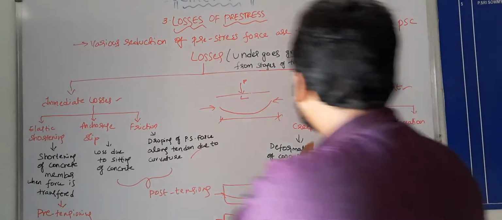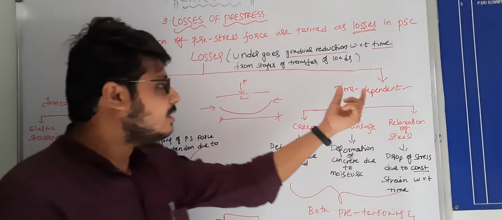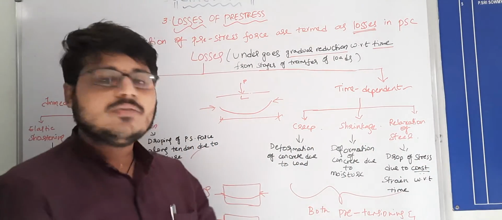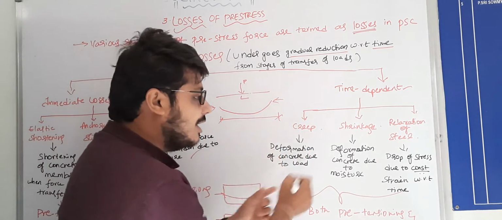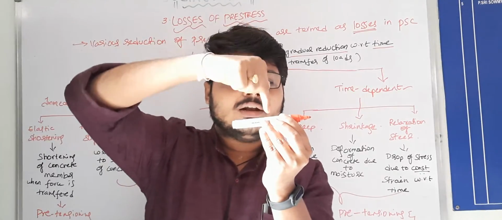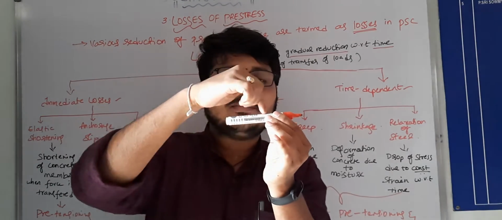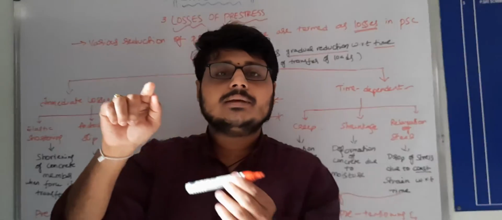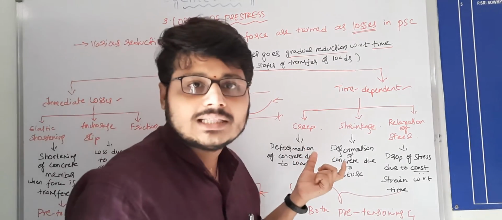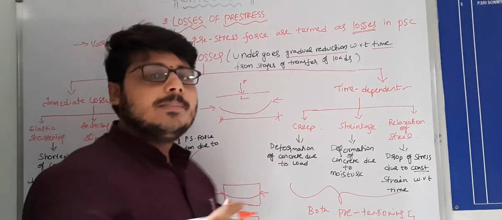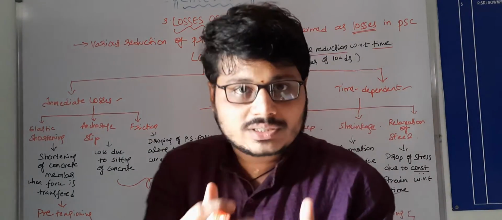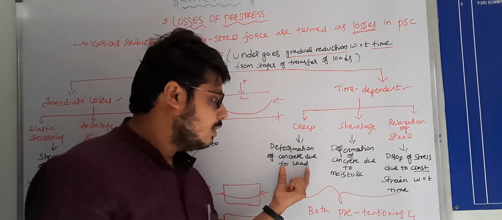Next comes the time dependent losses. Time dependent losses are creep, shrinkage and relaxation of steel. Creep, as we have already discussed in concrete technology, is nothing but deformation of concrete under load. Why? Because the load is suddenly applied, so the concrete beam may bend. Deformation is nothing but bending. It may bend over 5 minutes, 10 minutes or more, so it is a time-taken process. So this is creep, deformation under load.